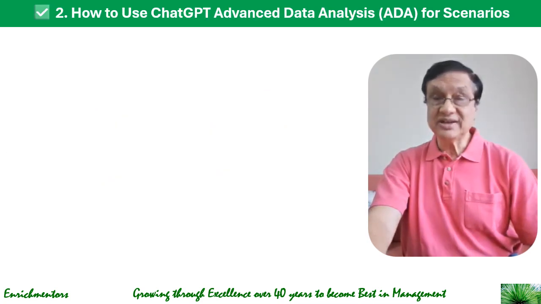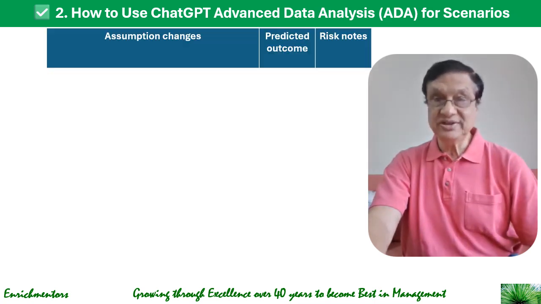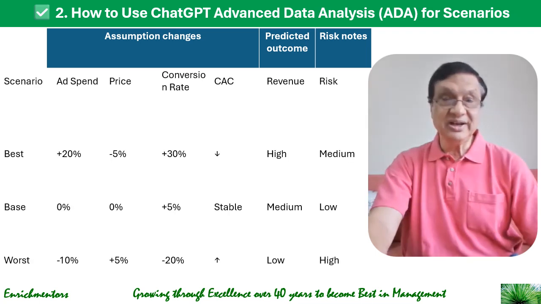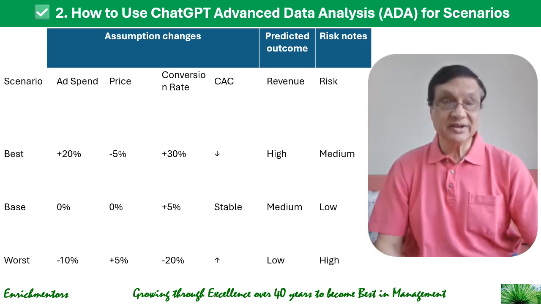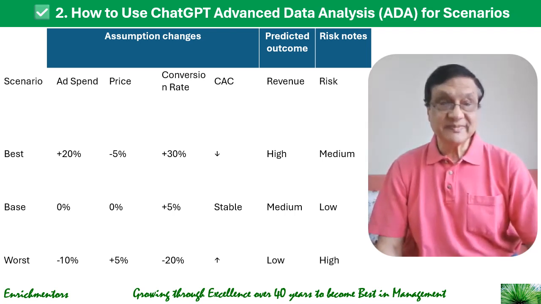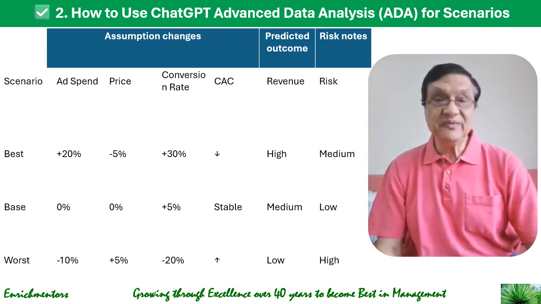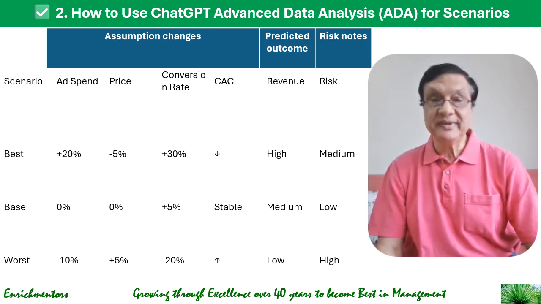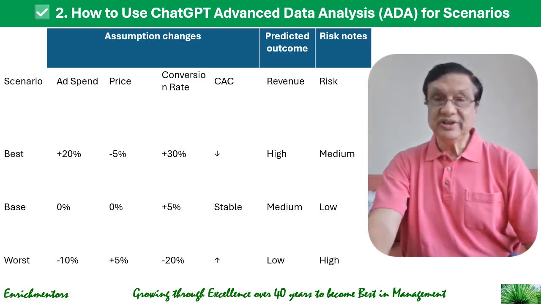The third step is then to ask it to create a scenario table. You ask it to create a scenario table with the columns assumption changes, predicted outcomes and confidence intervals, and risk notes. And also you ask it to provide the best case, the worst case, and a normal case, and then you will get something like what you see here. The scenarios at the top, the cases: base case, the best case, the worst case, and the different assumptions during that, and the outcome and the risk notes there. Right, so that's what happens in creating the scenario table.